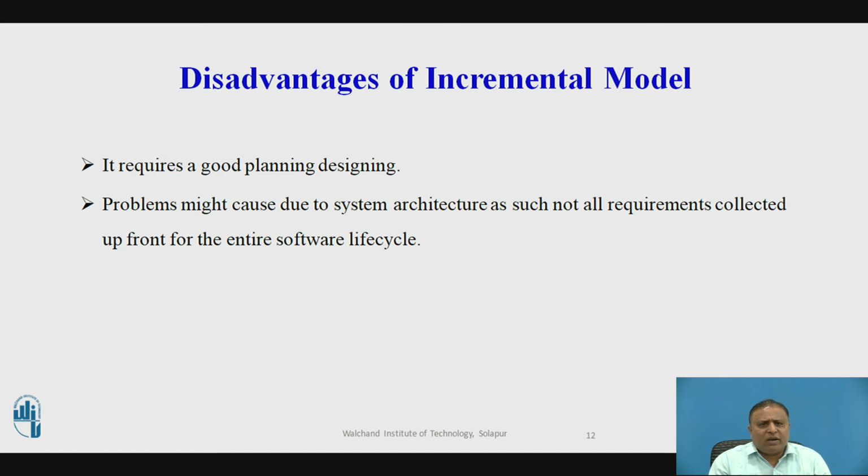Disadvantages of the incremental model: it requires good planning and designing. Problems might arise with the system architecture, as not all requirements are collected up front for the entire software lifecycle. Each iteration phase is rigid and does not overlap with the others. Rectifying a problem in one unit requires corrections in all the units and consumes a lot of time. Total cost is high. Well-defined modules and interfaces are needed.